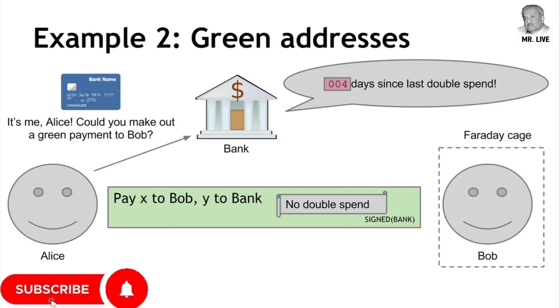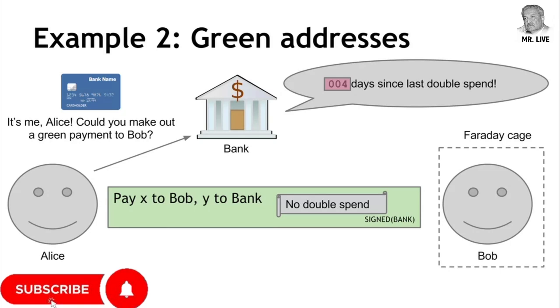Of course, if the bank ever does double spend, trust in this whole system is going to collapse pretty quickly. And in fact, the two most prominent online services that implemented green addresses, which were InstaWallet and Mt. Gox, both ended up collapsing. So for that reason, green addresses aren't used as much in Bitcoin as when they were first proposed.